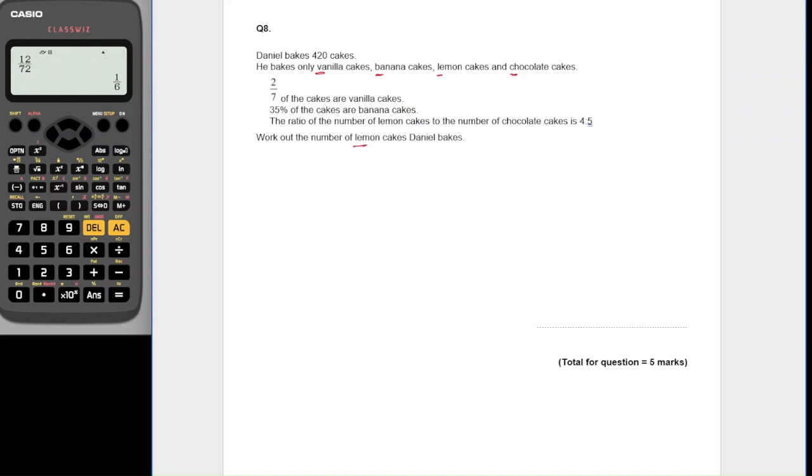Right, so I'm going to put this information into a bit of a ratio table. Not really a table, more of a list. So I've got 2/7 there. I've got 35% there. I haven't got this, but I've got the ratio of these two. I'm going to put that in brackets because that's not related to the others. Work out the number of lemon cakes. So this is the number that I'm trying to work out.